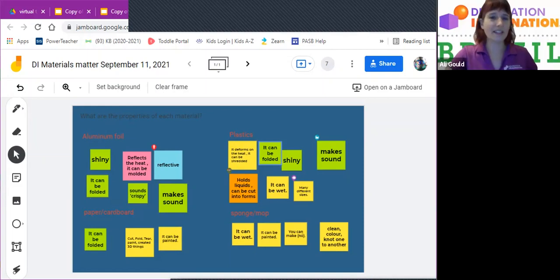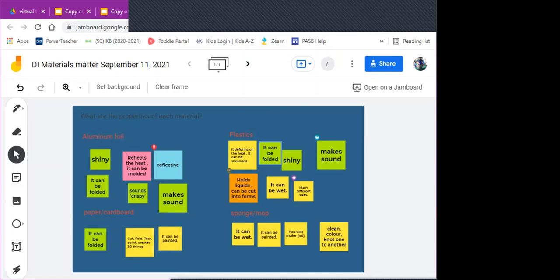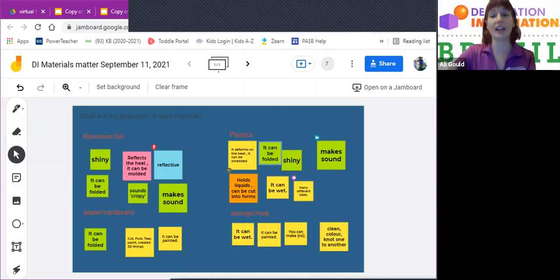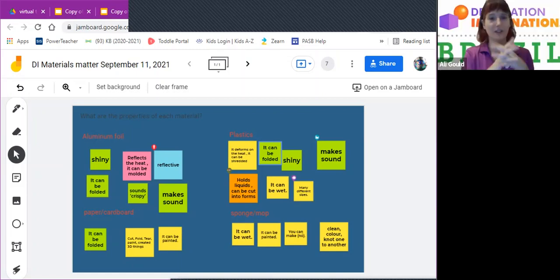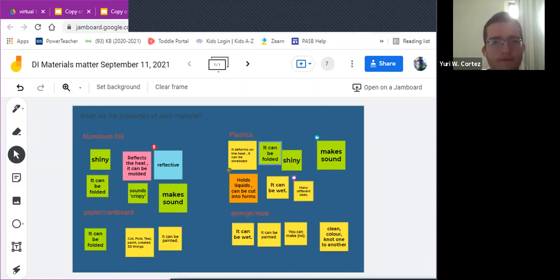So one of the ways that we think about materials in DI is in these three categories. We call them connectors, extenders, and controllers. When we think about these materials, a connector is something that does what? What does a connector do? Connects one material to another. Right. What about an extender? What could that be?